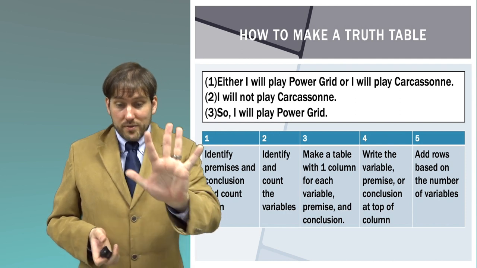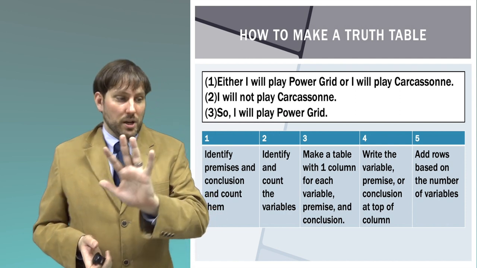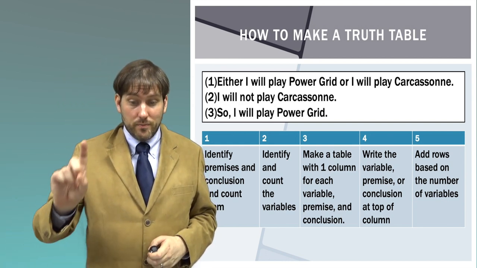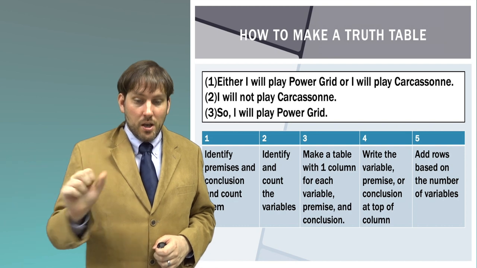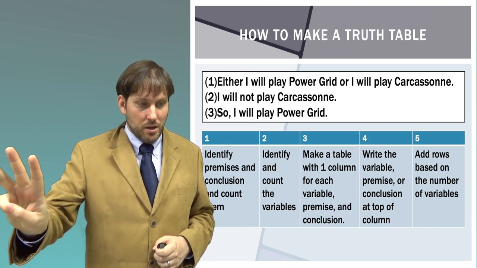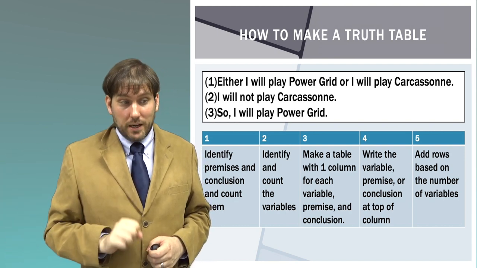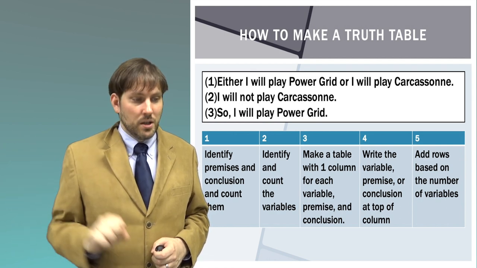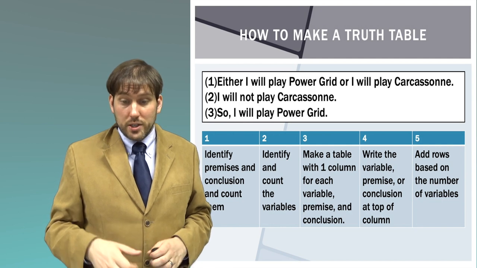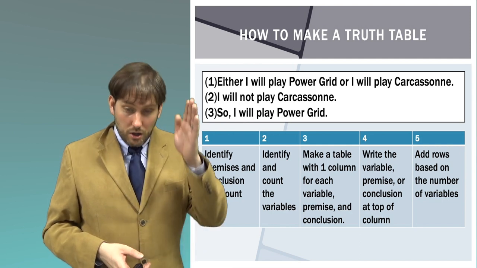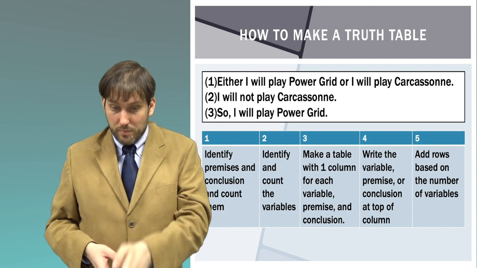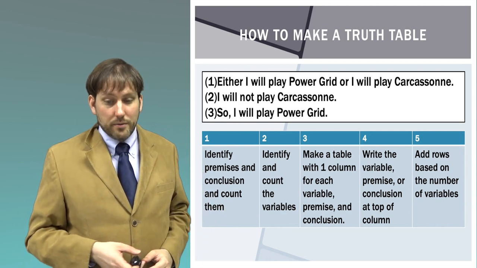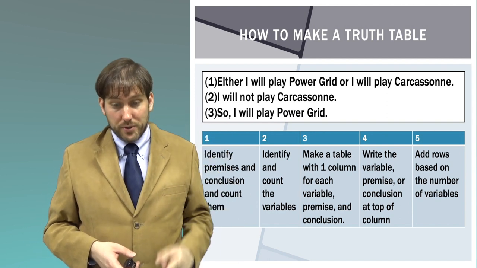So there are five steps involved in making a truth table. First step, identify the premises and the conclusion and count them. So here we have one premise, two premises, and we have one conclusion, so you have three. Second step, identify and count the variables. I will play Power Grid, I will play Carcassonne. We have two variables. All right, third step is we're going to make a table with one column for each of the variables, each of the premises, and the conclusion. Finally, we're going to add rows based on the number of variables. So we have two variables.